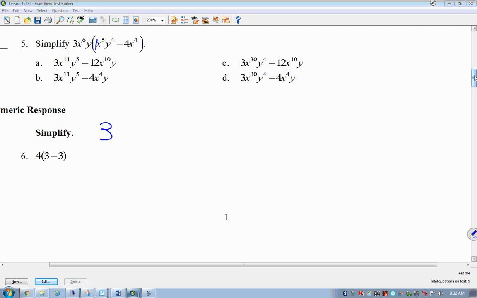Okay? Now, as I'm multiplying here, I'm only multiplying variable to variable, right, in terms of changing anything. So what's x to the 6th times x to the 5th? Good. The variable only changed because we were multiplying those terms. Okay? What's y times y to the 4th? Y to the 5th. Okay, now I have to go back. What's 3 times negative 4? Three times negative 4. 12.